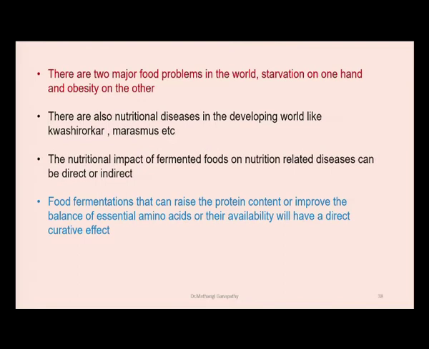Generally, fermented food or food fermentation, which can increase the protein content or improve the balance of the essential amino acids or improve their availability, will have a direct curative effect. Meaning, if the food already is nutritious, but some of the components are not bioavailable, or you get a little less amount of protein or an essential amino acid content, then if by fermentation of the same food we can improve the protein or increase the amount of amino acid or make the food more bioavailable, it has a direct impact on the nutritional combination of the food concerned.